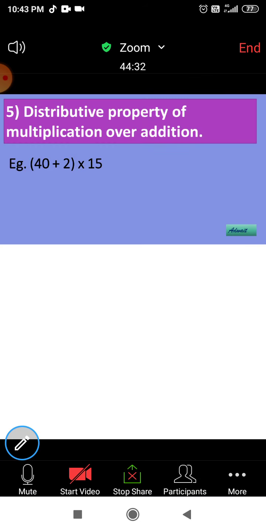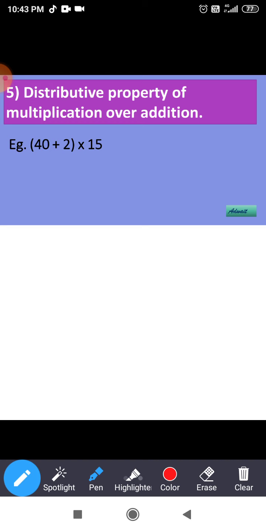Last property, distributive property of multiplication over addition. See, distributive means something is related to distribution. Distributive property of multiplication over addition. So this is the number which is going to be distributed over this addition. How? Let's see.